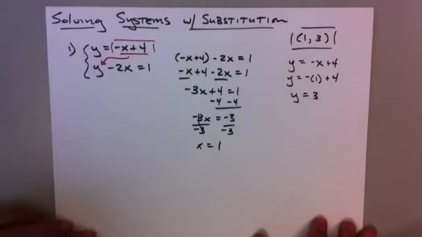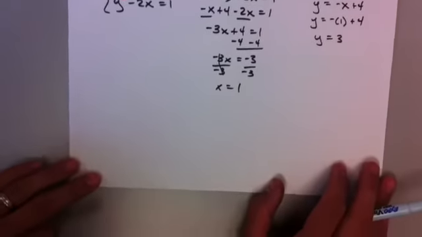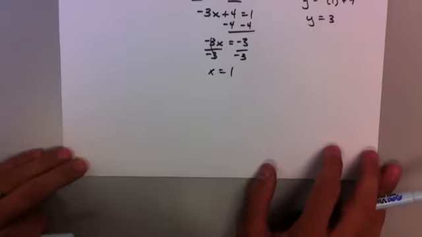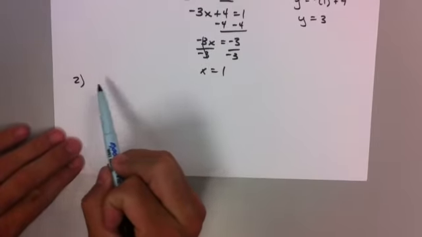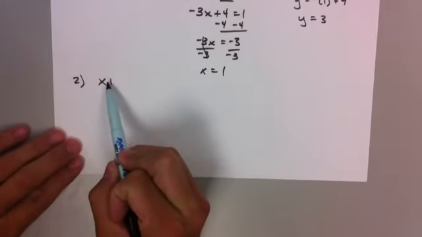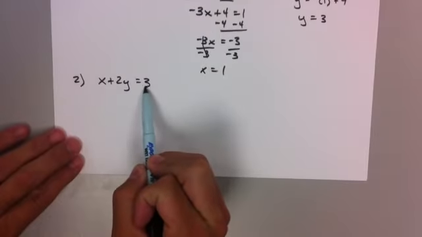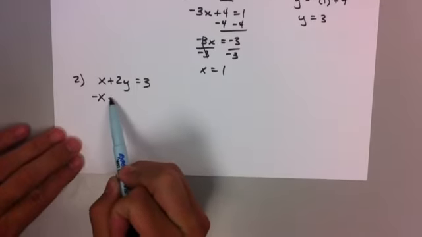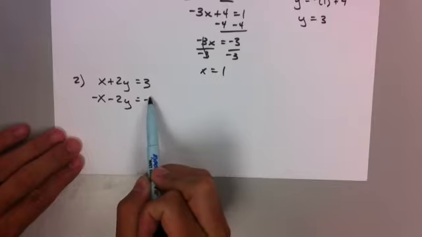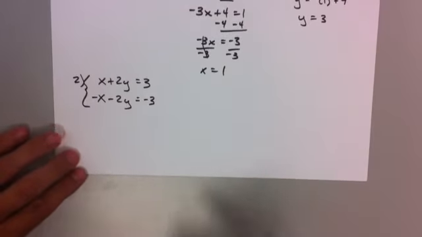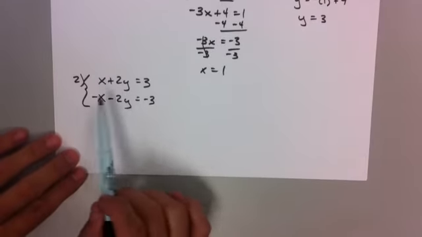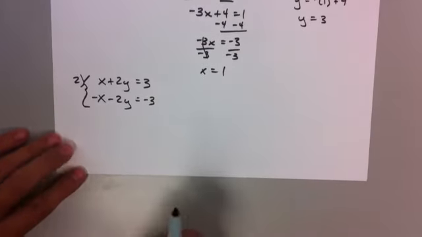All right, well, let's try again. Let's try another one. Maybe, hopefully that made sense to you. What about this one? Okay, so now if you notice this one right here, neither one is set equal to x or y.